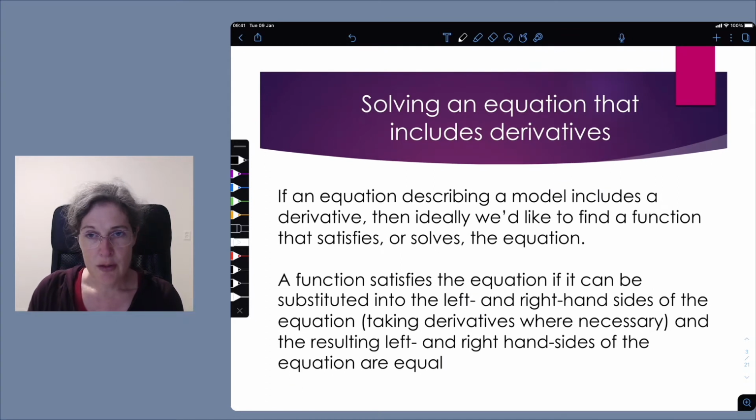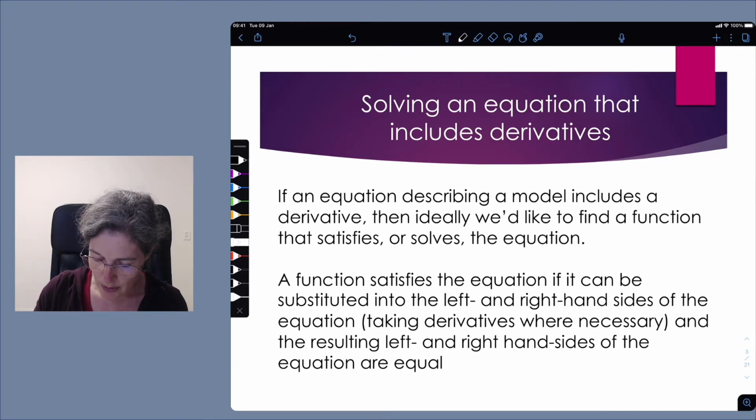If we're solving an equation that includes derivatives, then really we want to find a function which satisfies or solves the equation. What does it mean for a function to satisfy or solve an equation? Well, it means that if we substitute the function into the left-hand side of the equation, and then into the right-hand side, and take whatever derivatives we need to, wherever they are, then we should end up with a left-hand side that equals the right-hand side.